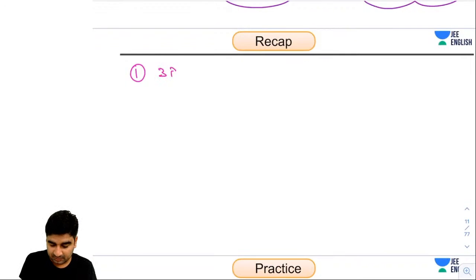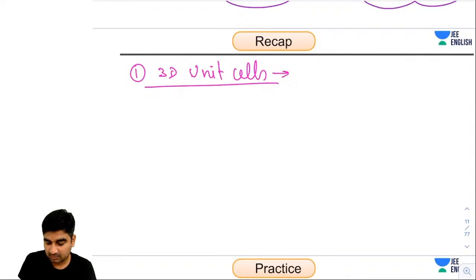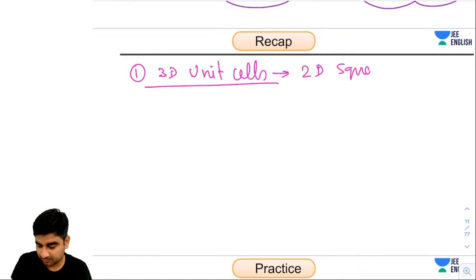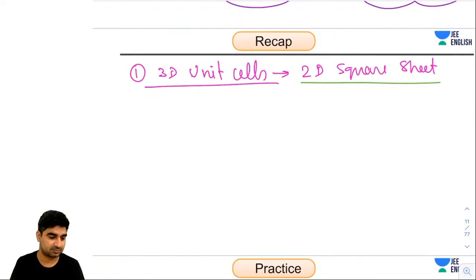So guys, first have a recap. In the previous class, I was telling you how to create unit cells, how to create 3D unit cells. And you can create 3D unit cells using a 2D square sheet. Yes guys, any doubt?